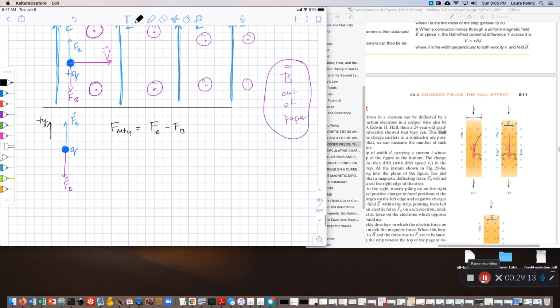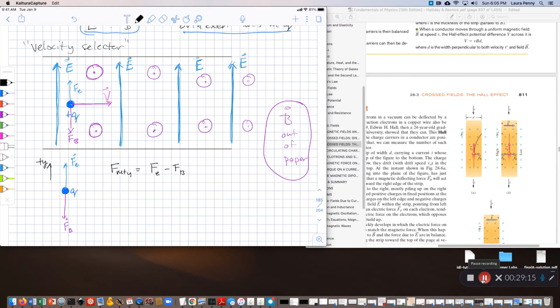A velocity selector, essentially what you want is only objects that have certain velocities to actually make them across. So velocity selector, only particles with some specific velocity make it across. So you want it to basically move like this. So you want these forces, you want an acceleration to be 0. You don't want it to move up in y. You don't want it to go down in y.